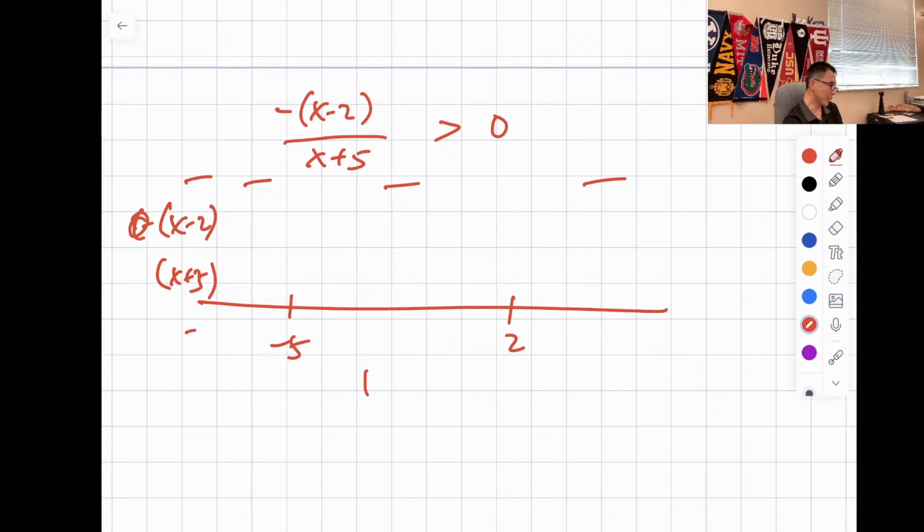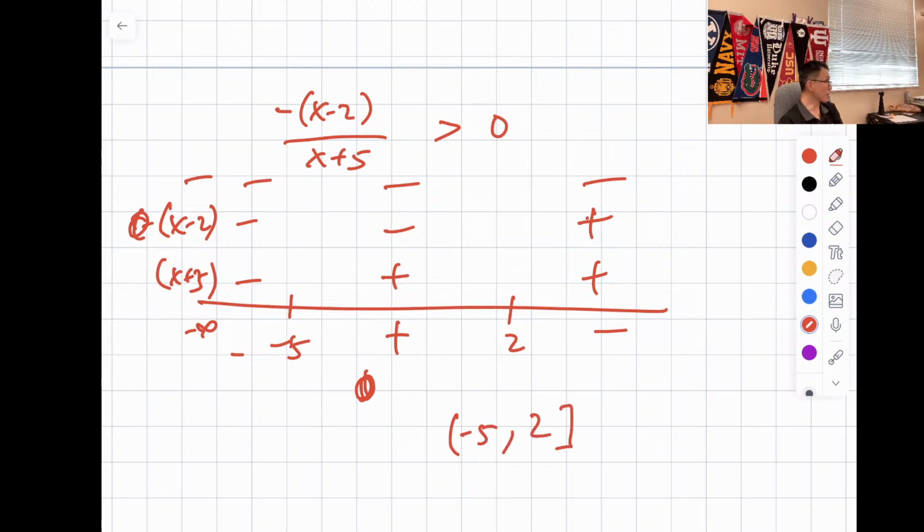And now I'm going to plug in numbers from negative infinity to -5. Let's say -6. That's going to give you negative, negative, so there are 3 negatives. It's going to be a negative sign. Now, if I plug in 0, it's going to give you negative, positive, positive. So instead of positive, negative, positive, now it's negative, positive, negative. This one's going to be 3: positive, positive, negative. So greater than 0 is going to be not including -5, but including 2 with a bracket. And this is the situation here.